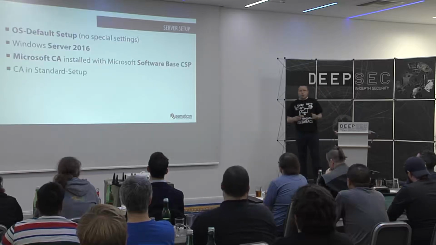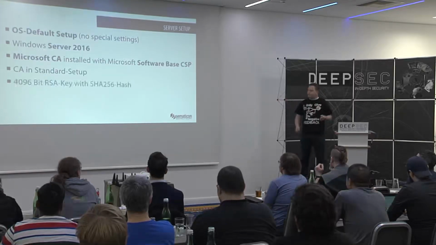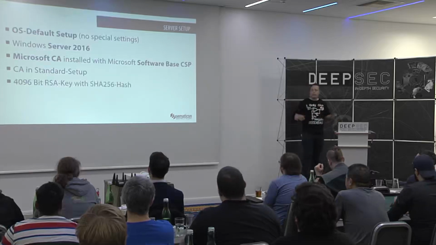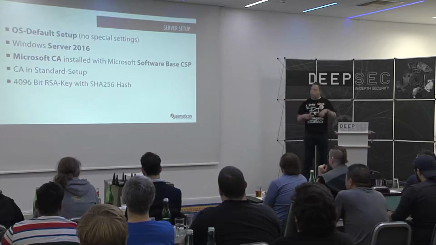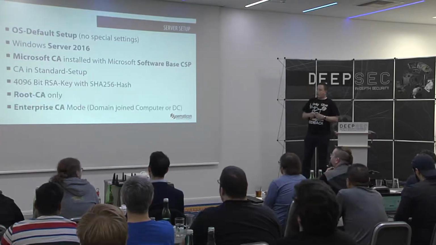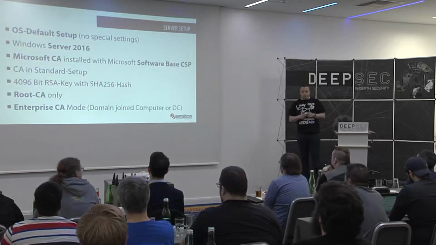There are Microsoft white papers around how you can do this. It's click, click, finish, and you can move on. We have used 4K RSA keys with SHA-256 to be compliant with any outside services. We have a root CA installed, and it's an enterprise CA on a domain joined computer.